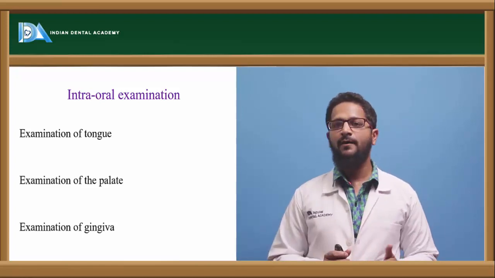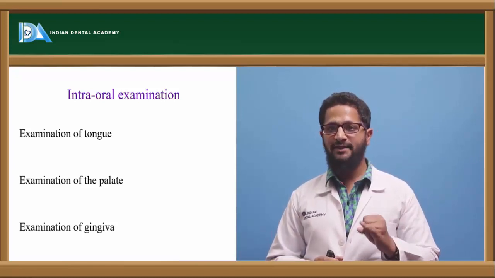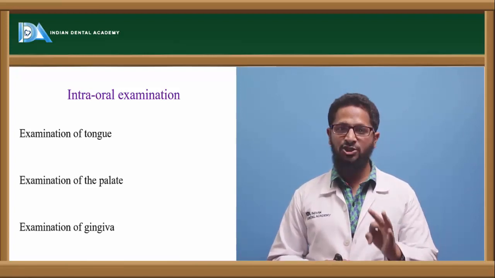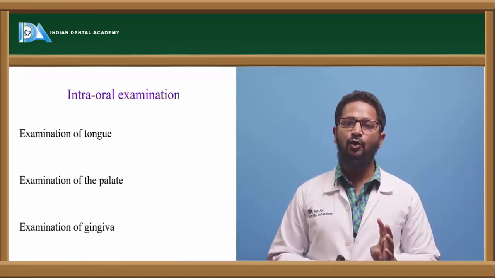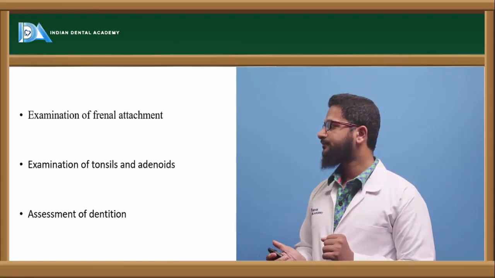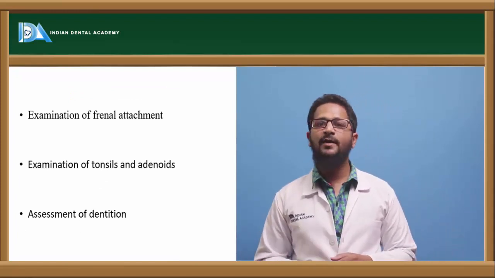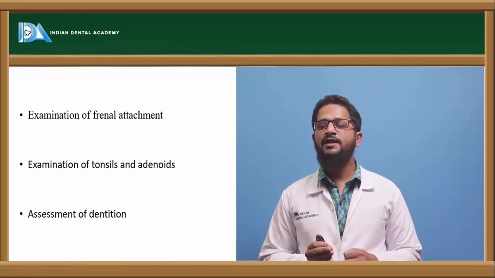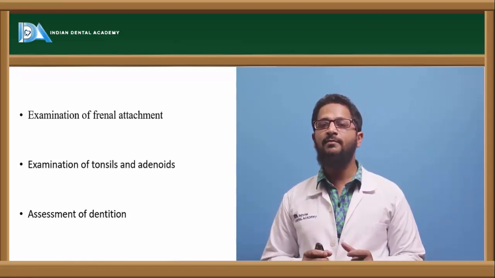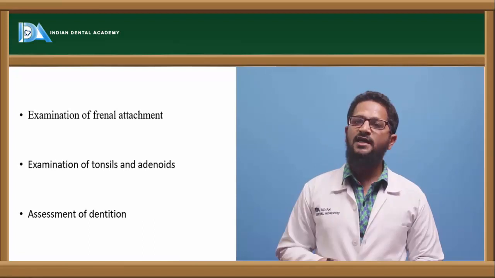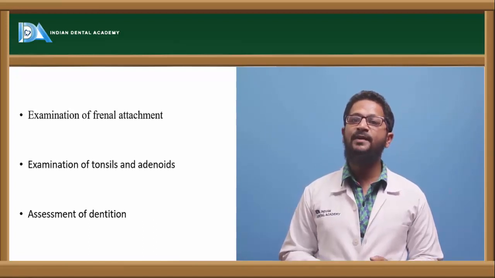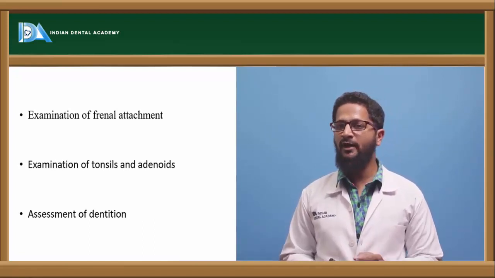Next is gingiva. Proper position of the mucogingival junction, color of the gingiva, texture of the gingiva, gingival contour have to be observed. Examination of frenal attachment. Both labial frenum as well as the lingual frenum have to be evaluated. Sometimes there can be presence of very thick maxillary labial frenum. Under such circumstances, this will result in the development of midline diastema. So it has to be evaluated.